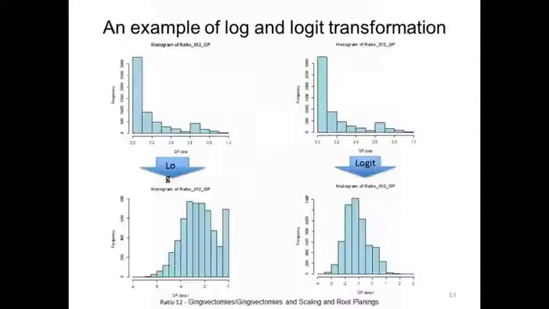But if you have something like the distribution on the top where you have a lot of mass over on the left near 0, and then it dribbles out, it's often advised to take a log of it, and that improves things, the lower left distribution. But in this case, what is happening is you have a proportion that's being plotted, and the logit transformation is actually more appropriate, and that gives you the transformation on the lower right-hand side.